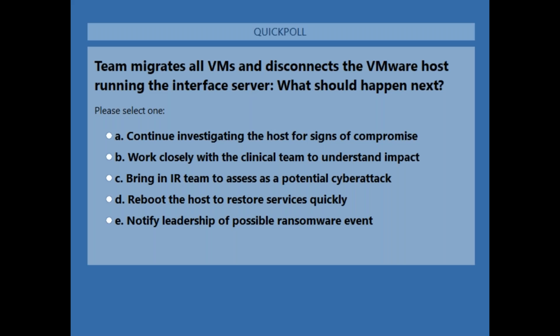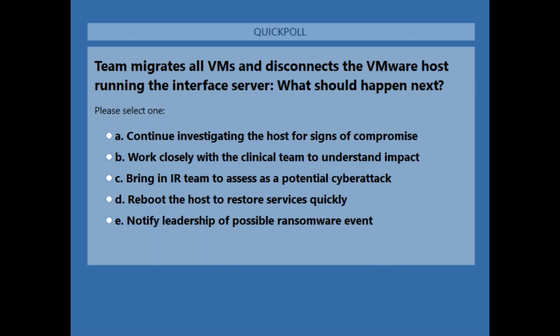All right, so due to an unknown vulnerability, the team's migrating all the VMs, disconnecting the VM host running the interface server, streaming the remaining host. It's causing slow login times, some of these login times are 2 to 3 minutes, delayed access to patient records, interruption in patient care workflows. And these slowdowns are impacting patient safety. Some patients aren't even getting their timely treatments. So what would you do at this point?